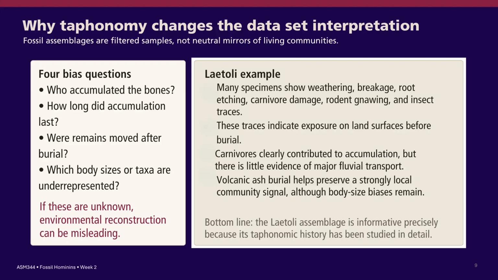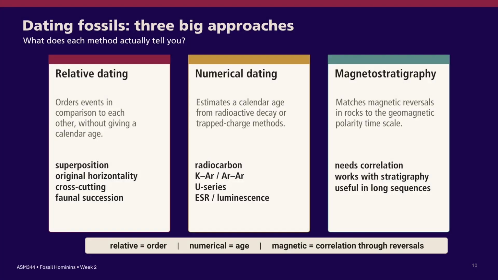Broadly, we cover three dating approaches: relative dating, numerical or radiometric dating, and magnetostratigraphy. Relative dating gives you the age of the fossil in relation to everything around it. It does not give you an actual age for the fossil. Numerical dating is what gives you an actual age estimate. Magnetostratigraphy matches preserved magnetic signatures to the known sequence of geomagnetic reversals.